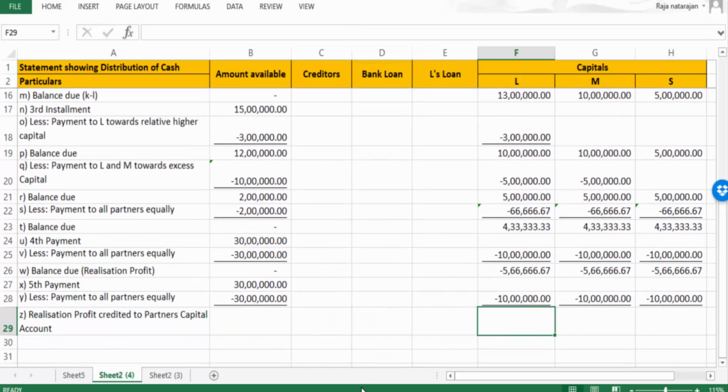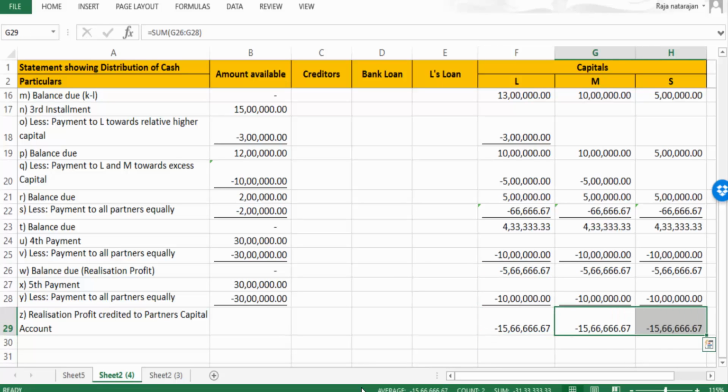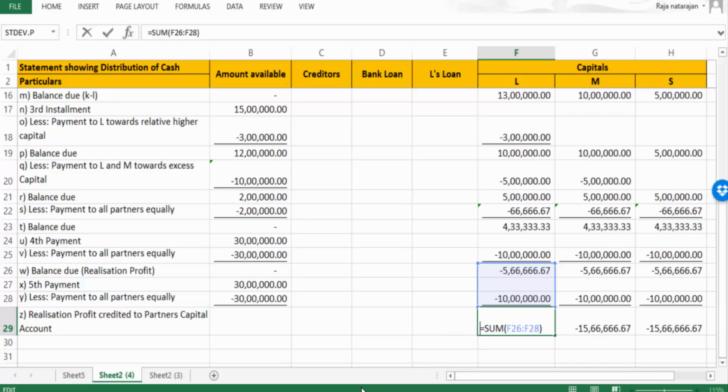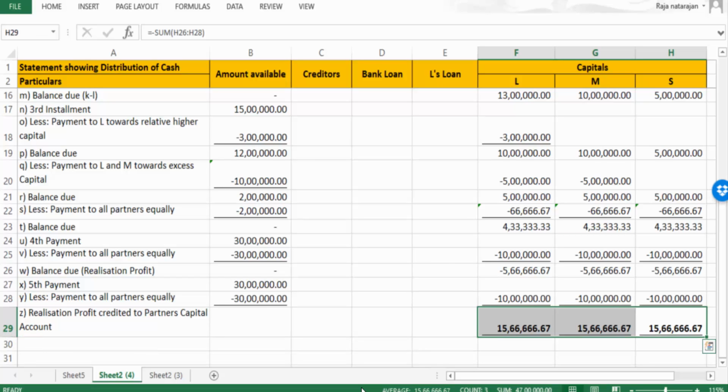How much? Probably I would like to sum them. I don't want to show them as a negative number, basically because it is credited to the partners capital account. Okay, so what we'll do, I'll just sum this. So this is what is getting credited to the partners capital account. Now let me try to avoid this minus sign. Probably let's see what will happen if I put a minus sign here. Yes, so this is what is payable by the firm to the partners, because the firm has made realization profit.